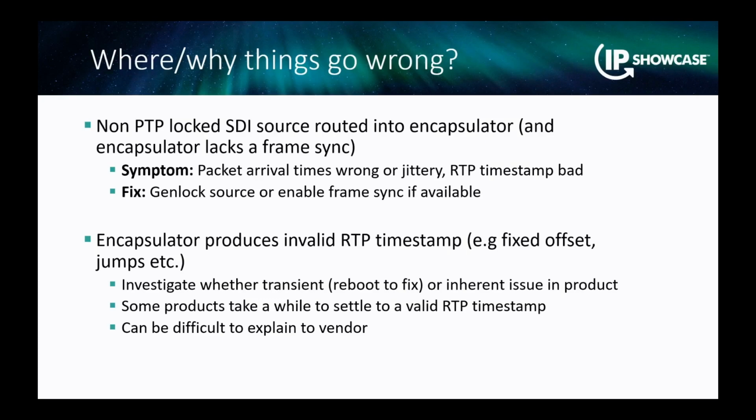I've noticed, for example, some of the more US-based companies haven't tested things as rigorously in Europe and vice versa. So the US frame rates will work perfectly and the European ones may not, and vice versa. And it's quite long and challenging to investigate whether this is a transient issue, where you just reboot the device and it comes back, or a much more complex inherent issue. There are also some products where you route a signal and it can take a good couple of minutes to settle down and produce a valid timestamp, so it's wrong, and it gradually drifts its timestamp back into being correct. This can also be difficult, to be fair, for a vendor to reproduce or to explain to a vendor, because very few devices complain.